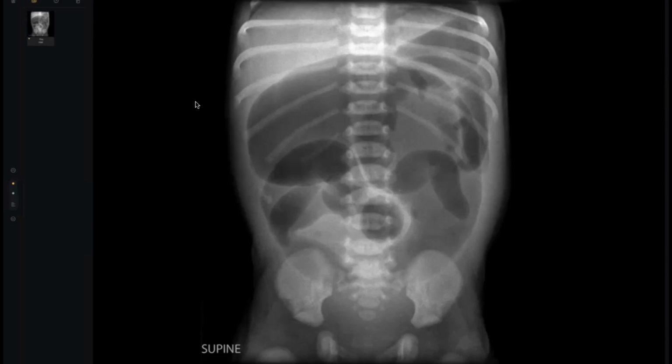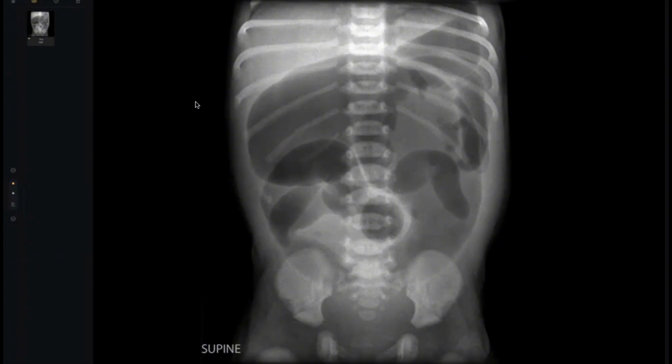I'm not able to see any evidence of free air within this abdomen to suggest a pneumoperitoneum. So I think it's predominantly the small bowel which is dilated, but I'm not able to see the distal loops again of the small bowel.